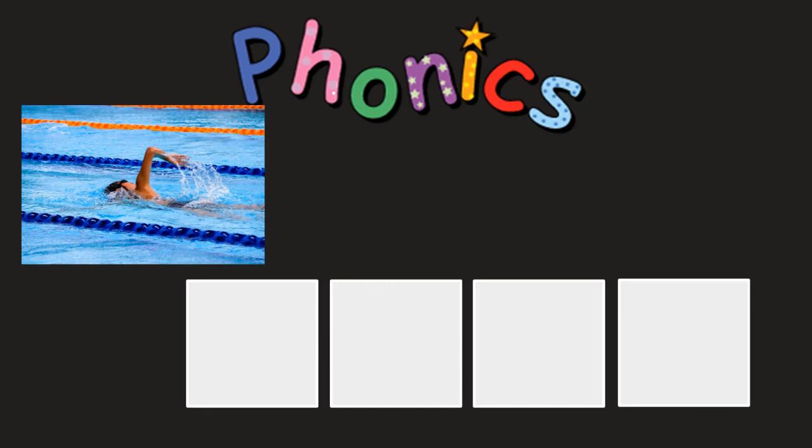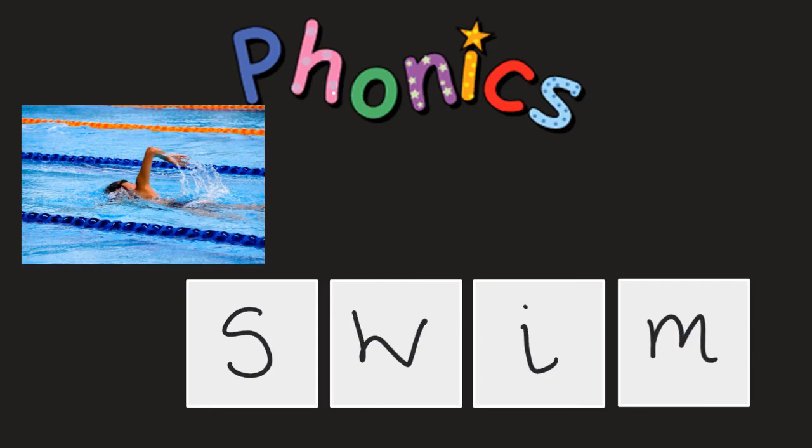Great job. Let's see. Okay, swim starts with a s. Swim. The adjacent consonant here is a W. S. Then we've got the vowel I. S. I. Is how that word finishes. Blend with me. S. I. Swim. Good job. Well done, everyone.